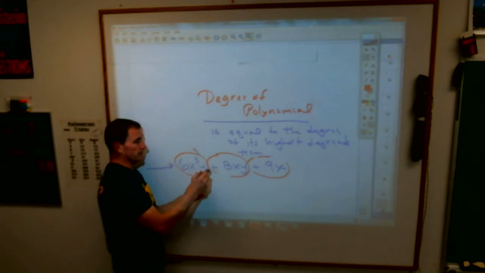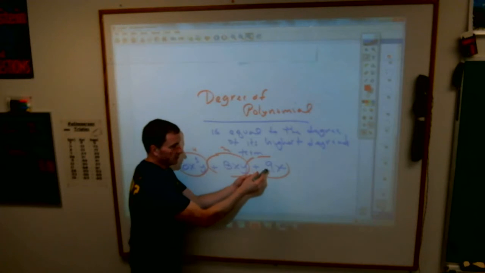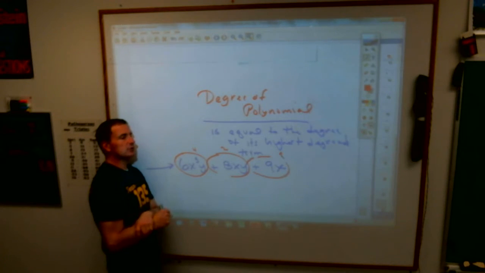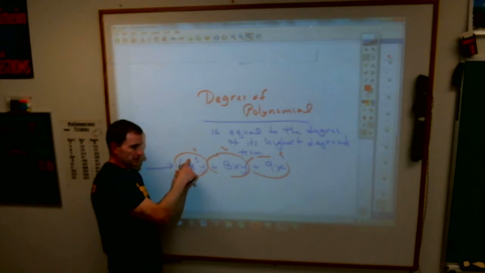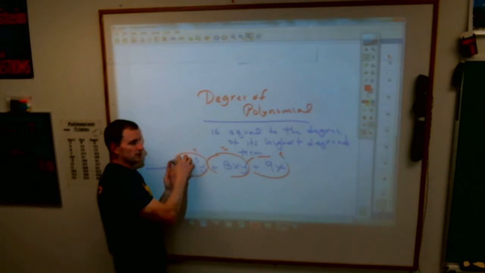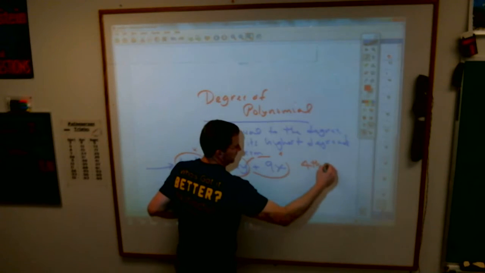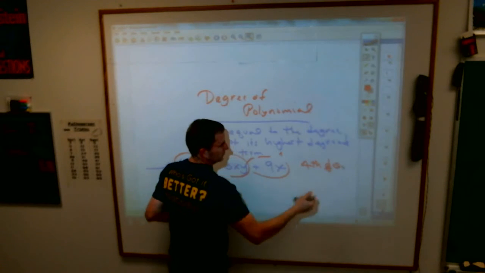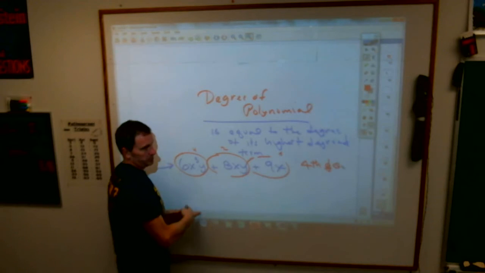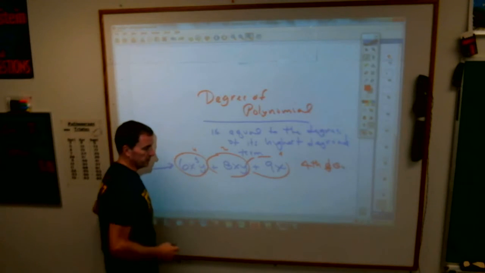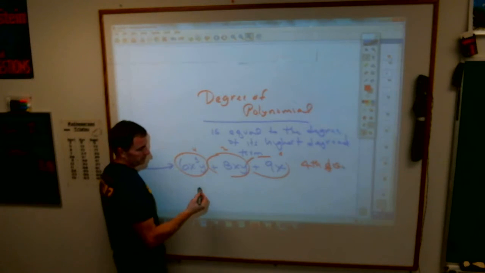3 plus 1 is 4. The degree of this one is a 2. The degree of this one is a 1. The degree of the polynomial is equal to the highest degree term. Since this one's degree is 4, this is a 4th degree polynomial. You don't add all of the terms' degrees together, you just look at the one that has the largest degree. And it doesn't have to necessarily be in that order.